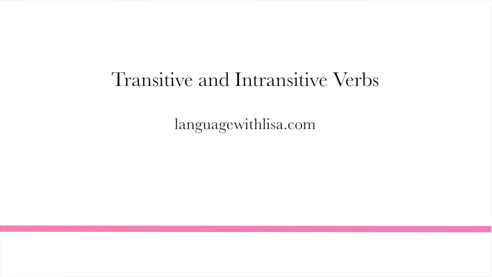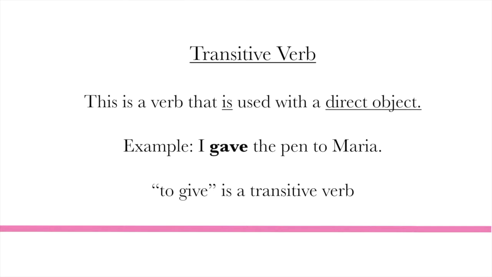So let's take a look at the difference between transitive and intransitive verbs. A transitive verb is a verb that is used with a direct object, okay? For example, I gave the pen to Maria. So here, the verb to give is a transitive verb.